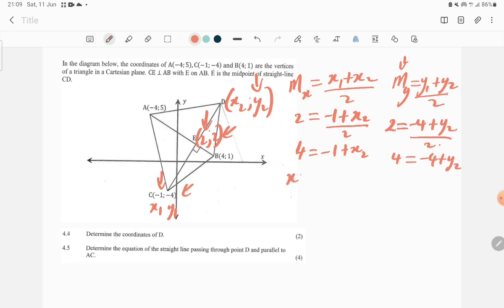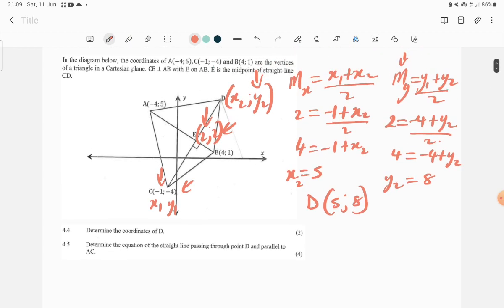Then our x2 will be equal to just 5, and our y2 will become just 8. So the coordinates of D in this case are (5, 8). Now that is what we have. Now moving to the next question.